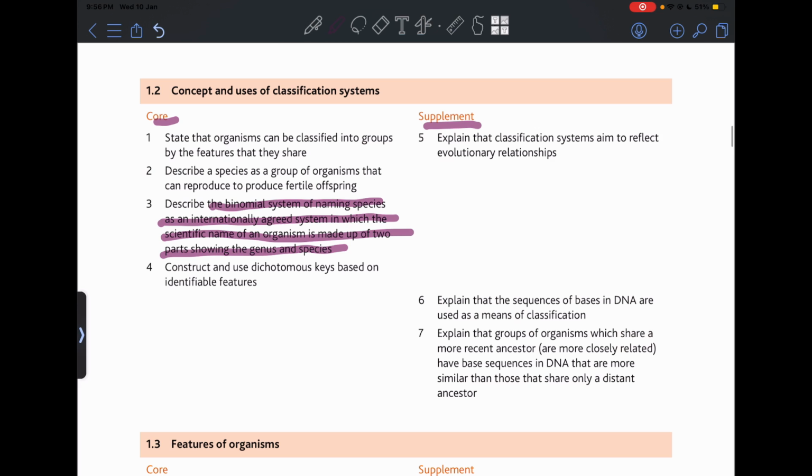So over here in the supplement, which is the extended, students have to know more information, which is explain that classification systems aim to reflect evolutionary relationships. So classification systems actually teach us about relationships of animals. So for example, if we share genes with other organisms, and it also shows evolution of the human species and evolution of animals. So this is what you need to know.